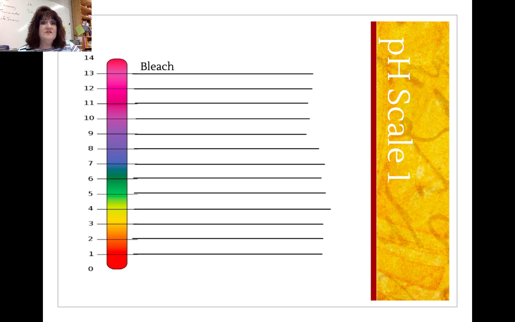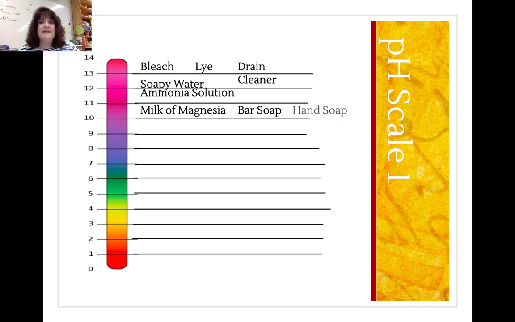You have bleach, lye, and drain cleaner. That is all going on a pH of 13. A pH of 12 is soapy water. Now, this is like heavy-duty soapy water that you would blow bubbles with, okay? A pH of 11 is ammonia. A pH of 10 is milk of magnesia, bar soap, and hand soap.